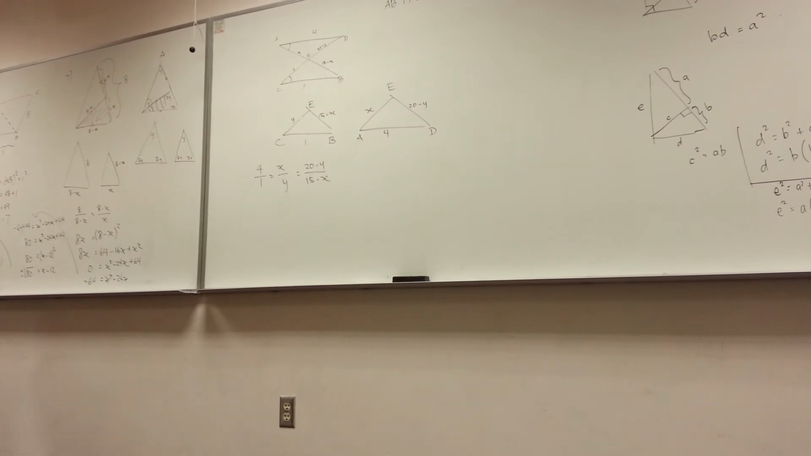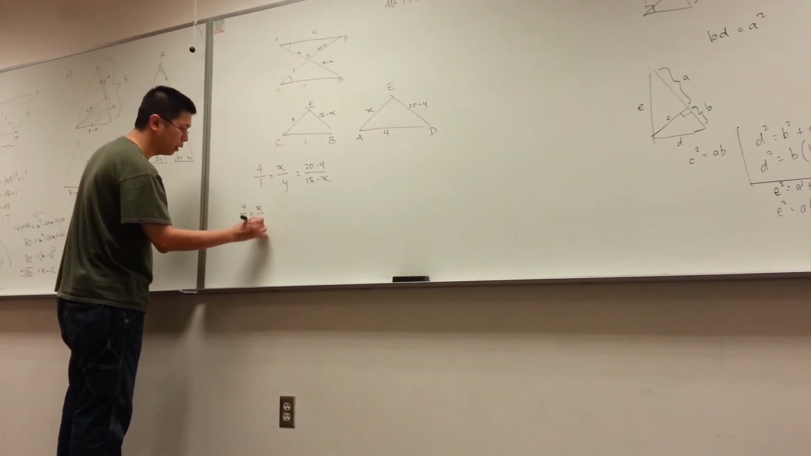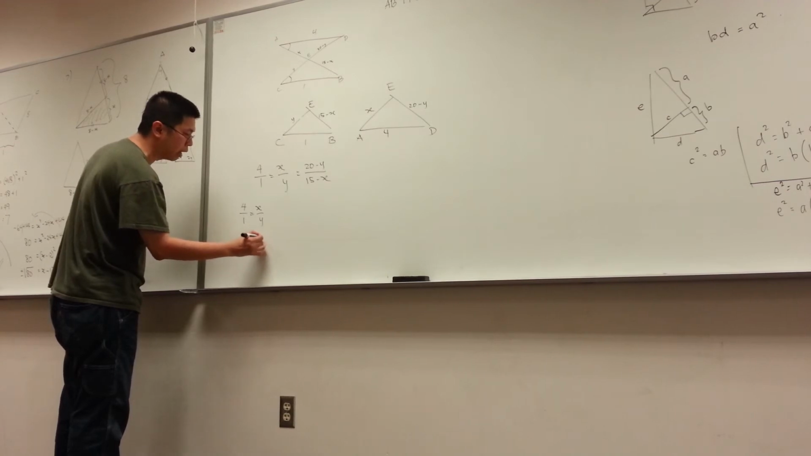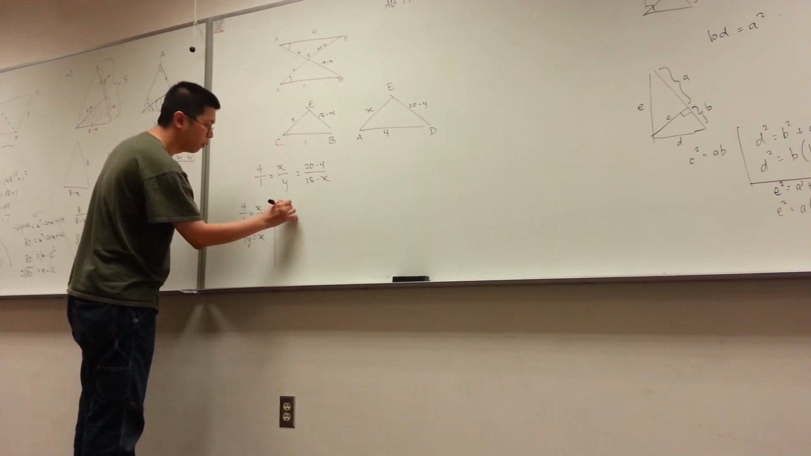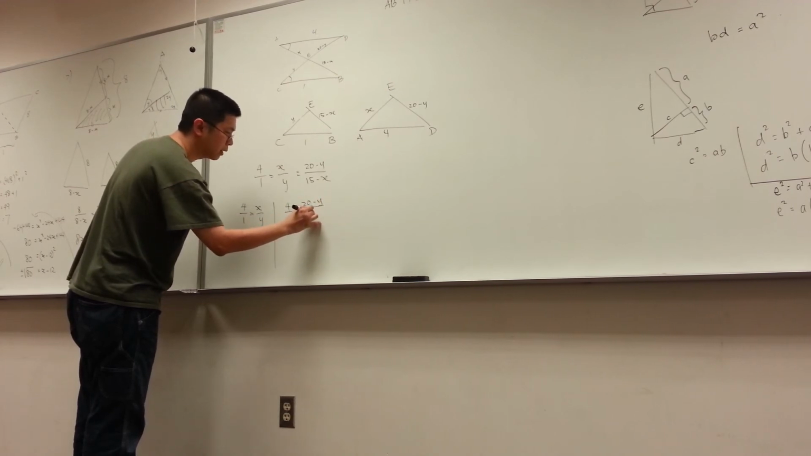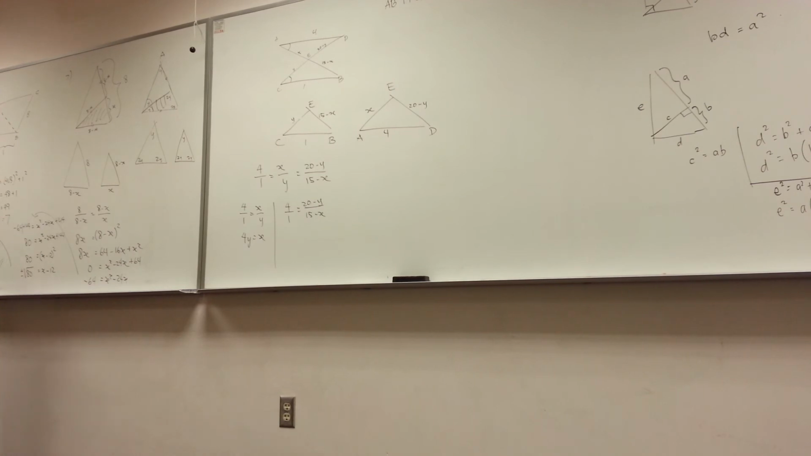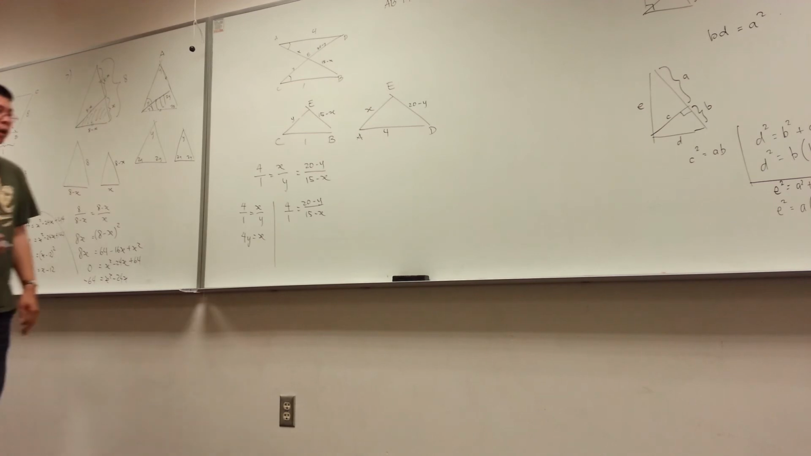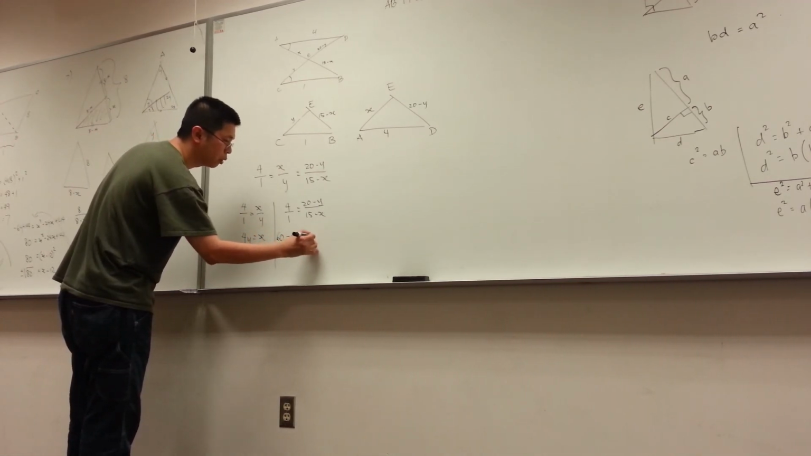Okay, now let's separate this. I will deal with this first. 4 over 1 equals x over y, therefore 4y equals x. At the same time, 4 over 1 also equals 20 minus y over 15 minus x. I cross multiply, I get 60 minus 4x equals 20 minus y.